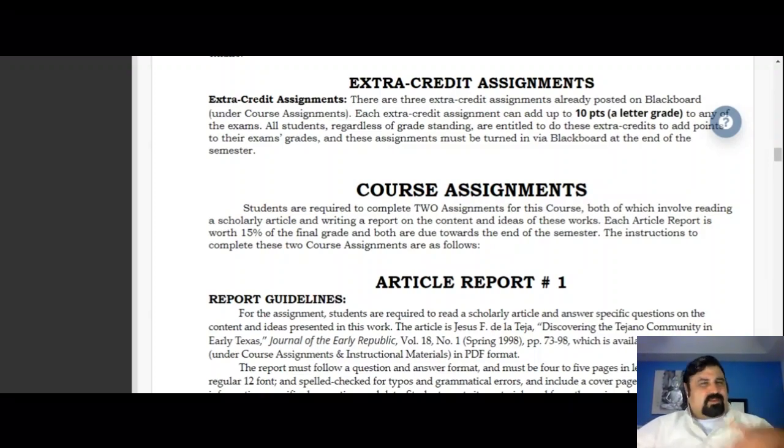So again, there's plenty of room for you to improve your grades. If you're striving to ace this class, this is the perfect opportunity. Or if you're having some difficulties in the beginning because you didn't know what to expect, and you're earning C's or whatever, this is a perfect opportunity to bump those grades up to a B. So again, extra credit assignments.